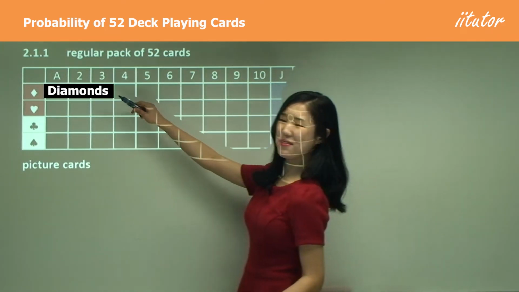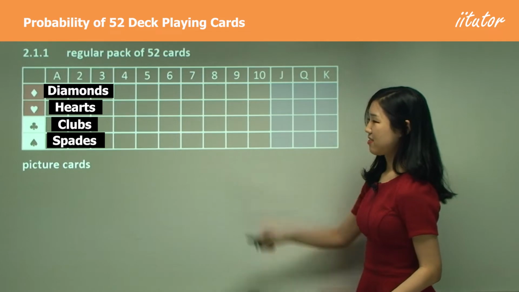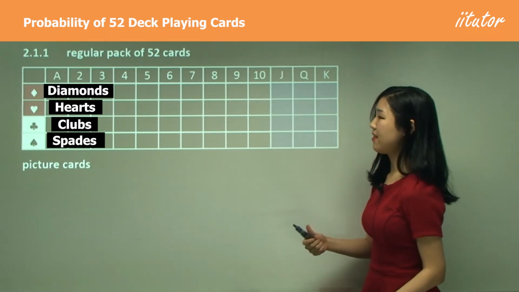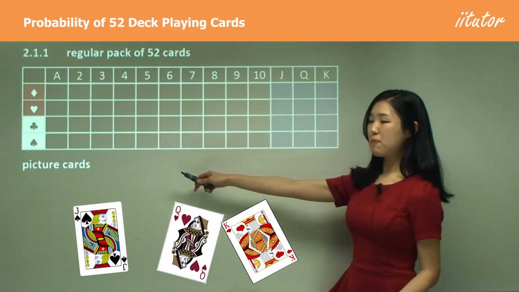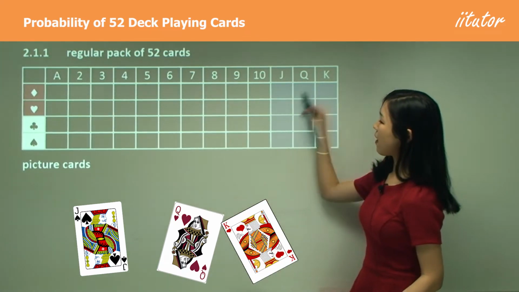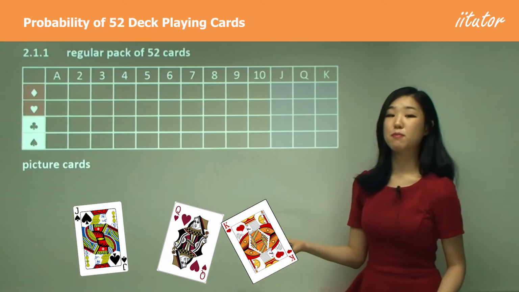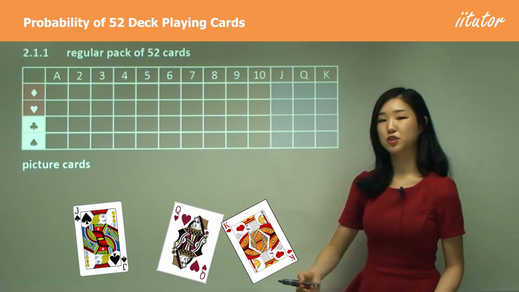I've got diamond, heart, clover and a spade here. So there's 4 shapes in the pack of cards and I've got A up to 10, Jack, Queen and King. It says picture cards and you can see this part here coloured in blue. These 3 are simply the picture cards. 1, 2, 3, 4, 1, 2, 3, so 12 in total.